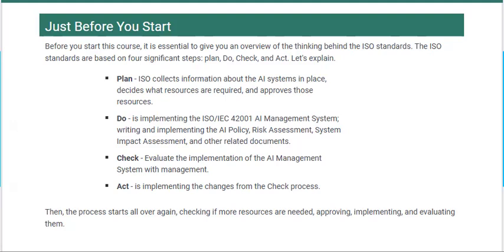Check: evaluate the implementation of the AI management system with management. Act is implementing the changes from the check process. Then, the process starts all over again, checking if more resources are needed, approving, implementing, and evaluating them.